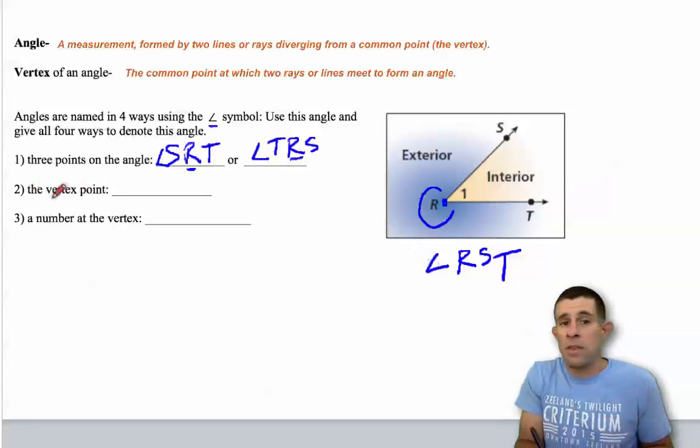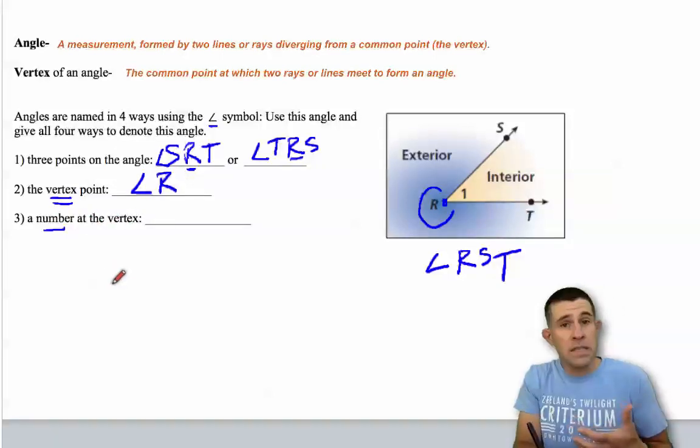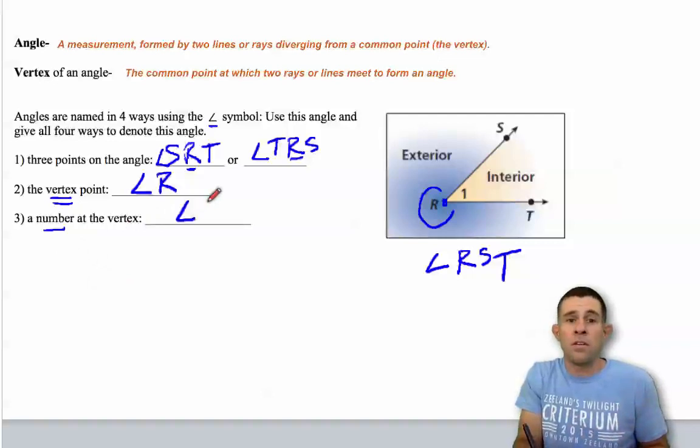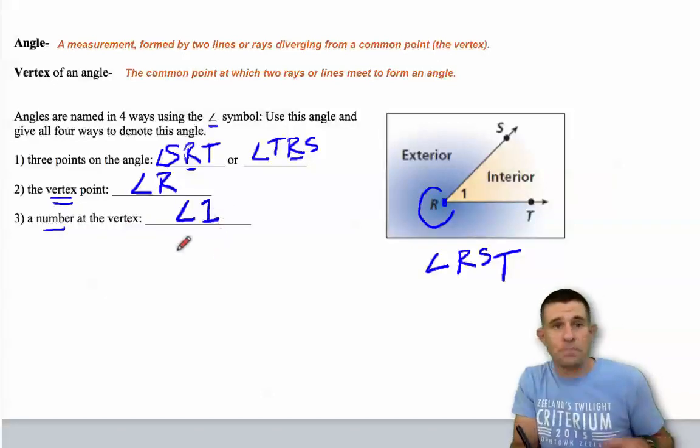Now I can also name the angle just using the vertex point. So this is angle R. And I can also name it by numbering the angle on the interior of that angle. Therefore, this could also be known as angle 1.